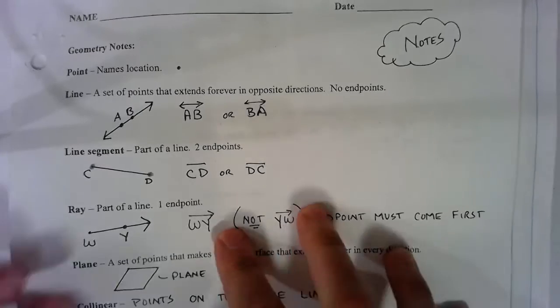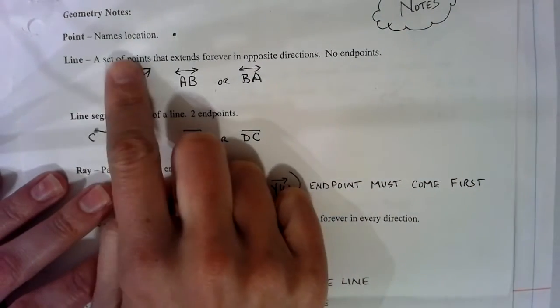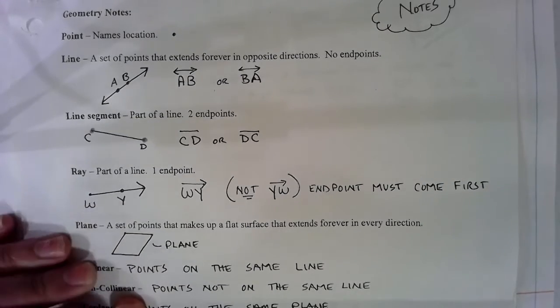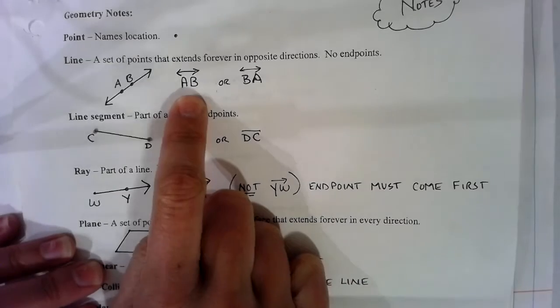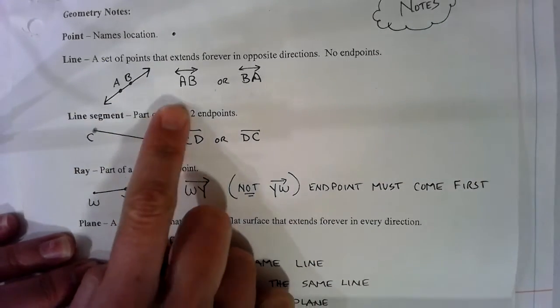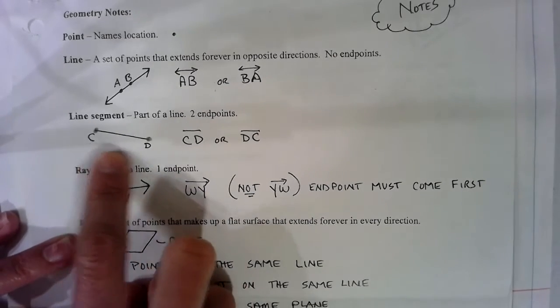We're going to go over some geometry terms. A point names a location. Looks just like that. This is a line, that's the notation for a line. So this is line AB. You can see it's a line because it extends in both directions and it has the arrows, but a line segment ends at C and D.